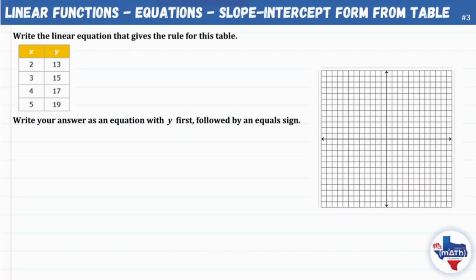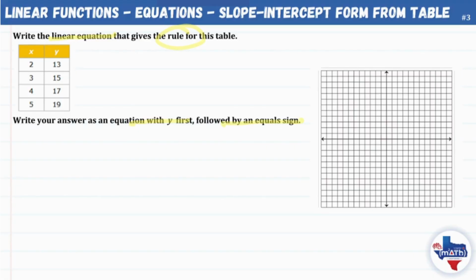We want to write the equation of the line from the table in slope-intercept form. Let's take a look at the problem today that we have. It says to write the linear equation that gives the rule for this table. Write your answer as an equation with y first, followed by an equal sign.